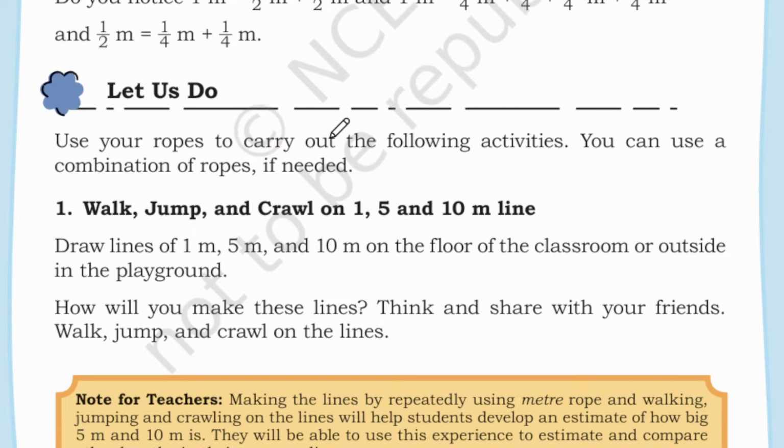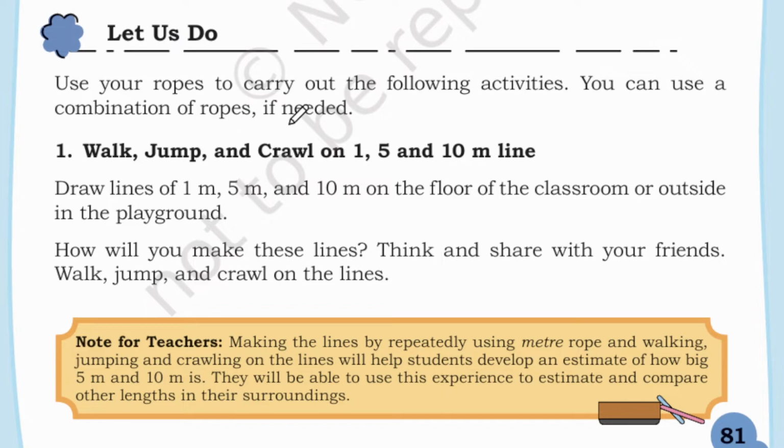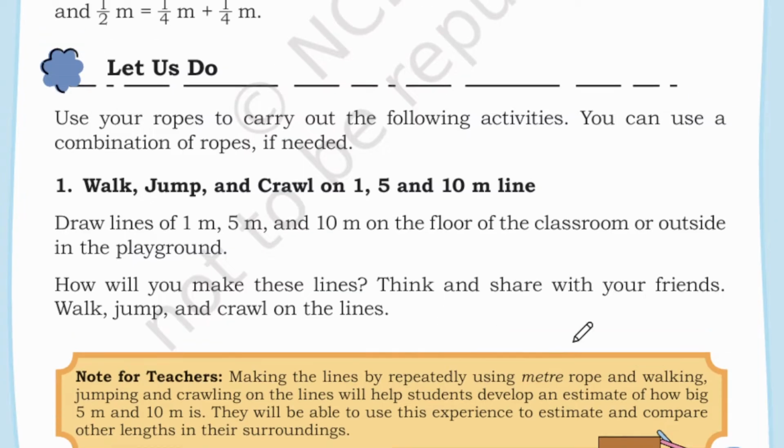Okay, next. Use the rope to carry out the following activities. You can use a combination of rope if needed. Walk, jump and crawl on 1, 5 and 10 meter lines. Draw a line of 1 meter, 5 meters and 10 meters on the floor of the classroom or outside in the playground. How will you make these lines? Think and share with your friend. Walk, jump, crawl on it. Okay, so we will do that activity.